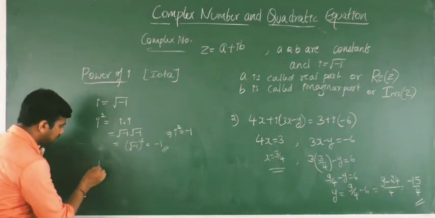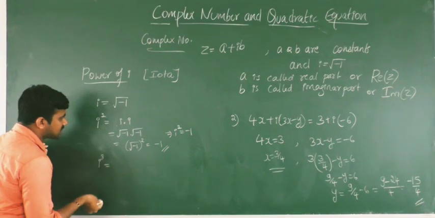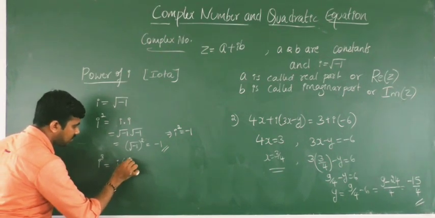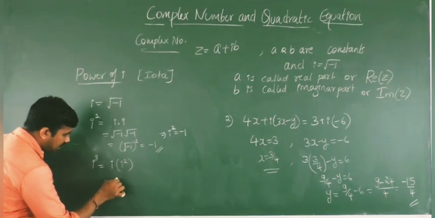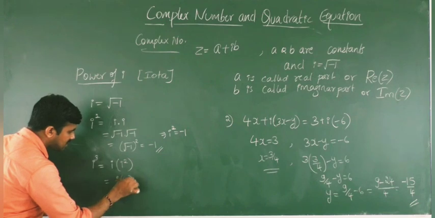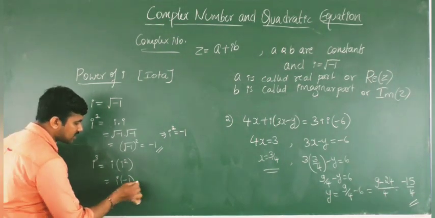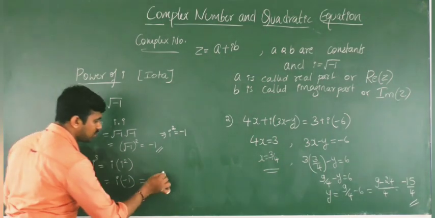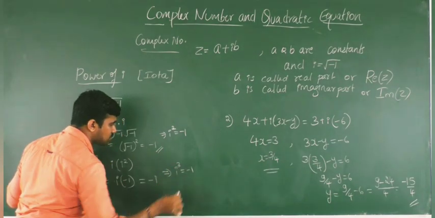Similarly, next, increase the power to 3. i cube is nothing but i into i square, or i square into i. But you know the i square value is minus 1. Substitute that minus 1. So i into minus 1 is nothing but we will get minus i. So the value of i cube is minus i.